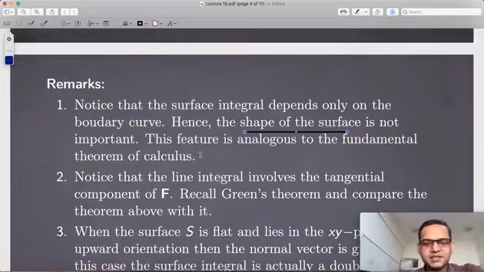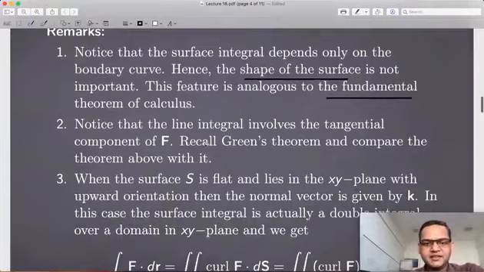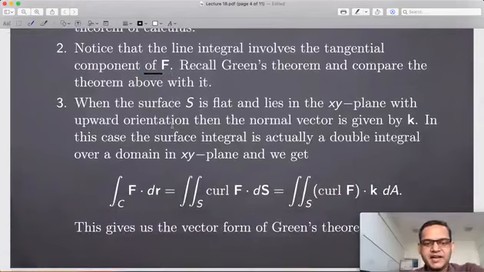Okay, so this is precisely the situation which we have talked about when we were doing Green's theorem, or when we tried to discuss the fundamental theorem of calculus. The endpoints for such situations, they play a role. Okay, and this is again the same thing, that this involves the tangential component of the line integral. So you go back to your Green's theorem and try to compare it, and not only that.